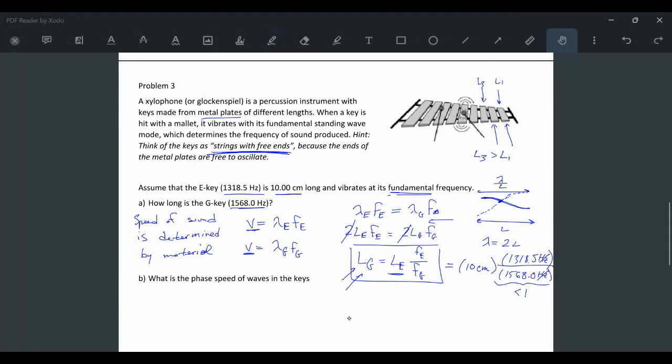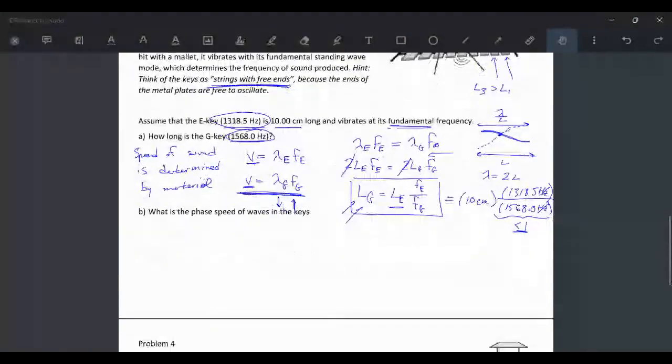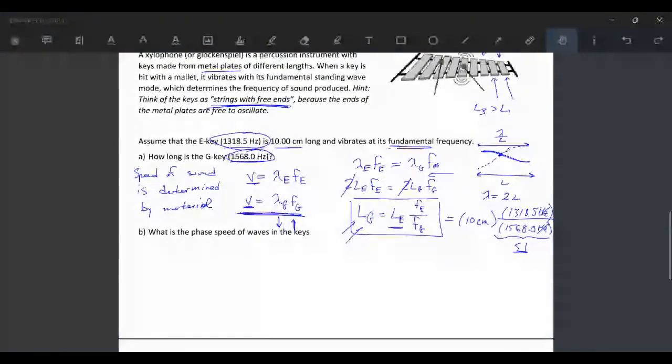This makes sense. We put a relationship down like this. It says as the frequency goes up, notice that the frequency of the G note is higher than an E note, for the velocity or the speed to remain constant, something else has to come down. The wavelength should be shorter, and the wavelength is related to the length of the key, so the length should be getting smaller. This being less than 1 passes a secondary check. So if you were solving this on a test, you could rest assured that you did it correctly.